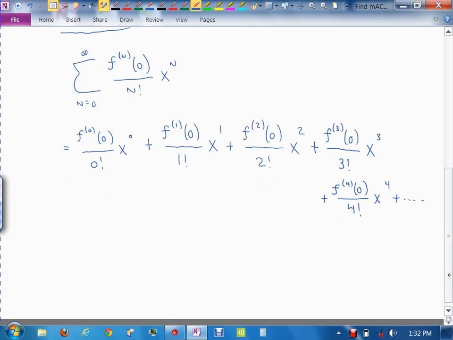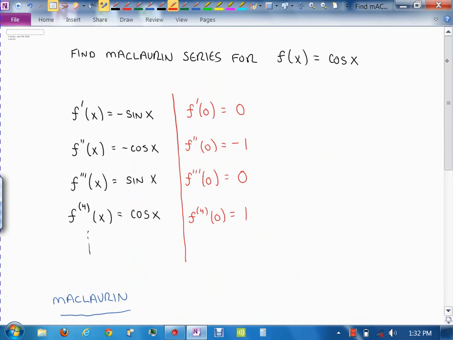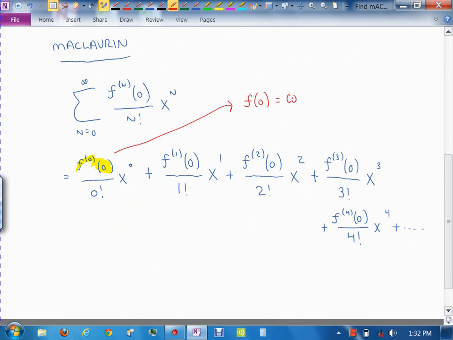Now let's plug some stuff in. What is the zeroth derivative of f at 0? What does that really mean? Zeroth derivative means just f, right? That just wants f of 0, doesn't it? What's f of 0? Well, what was your function to start this problem? Cosine x, right? So isn't this cosine of 0? What's cosine of 0? 1. Right?